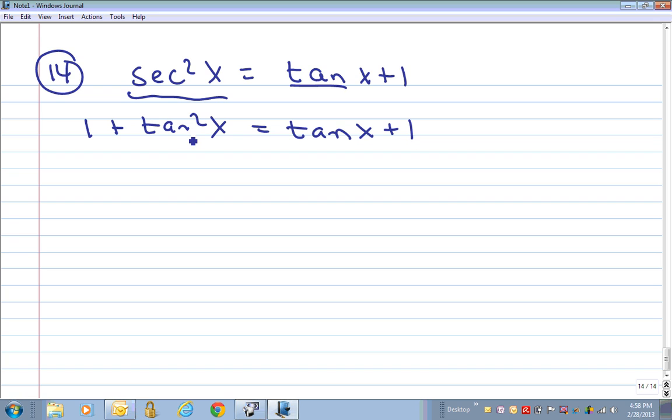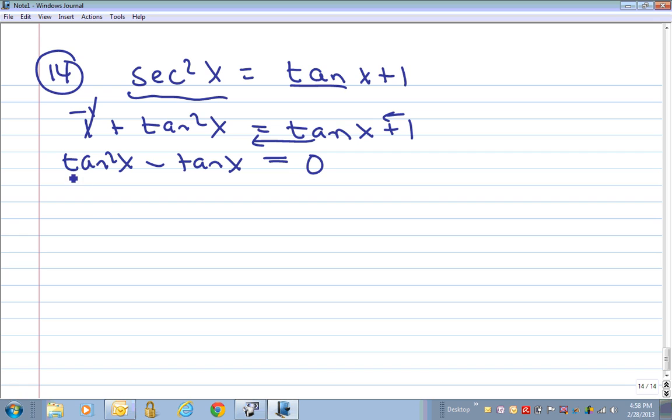Now I have a quadratic because of the squared, and I need to set it equal to 0. So I'm going to keep my tan squared x. I'm going to move this tan x over, so it'll be negative tan x. I'm going to move the 1 over. It's a negative 1, so those will cancel out. And therefore, on this side, everything now would be equal to 0.